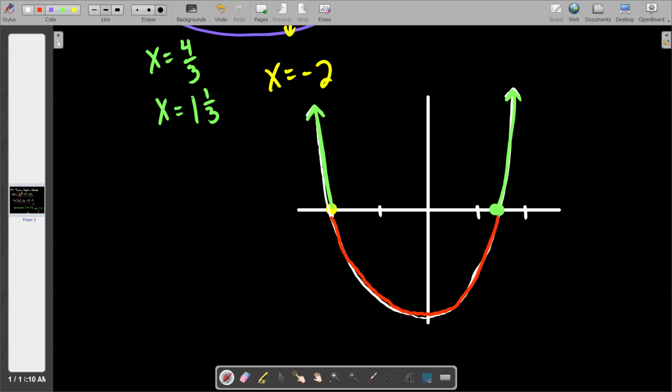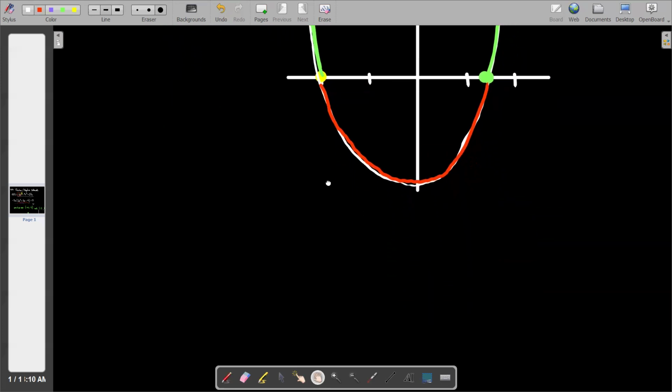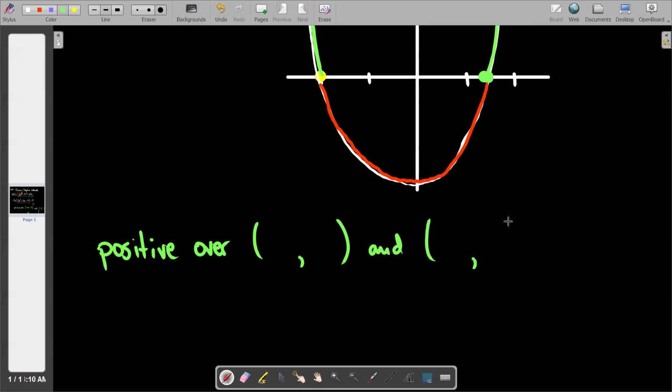So let's do it. I can scroll up a little bit and let's do positive first because it comes first. So the graph is positive over, and there are 2 of these. So I want to give myself 2 intervals. And where does it go?